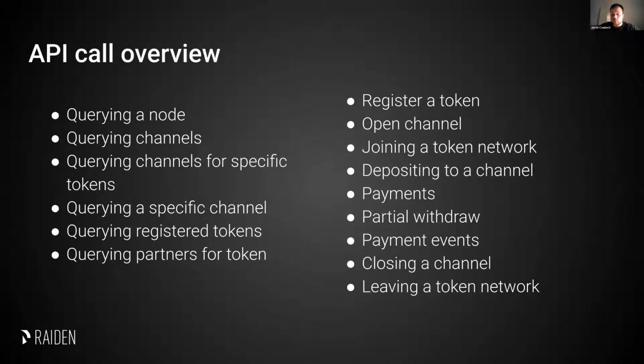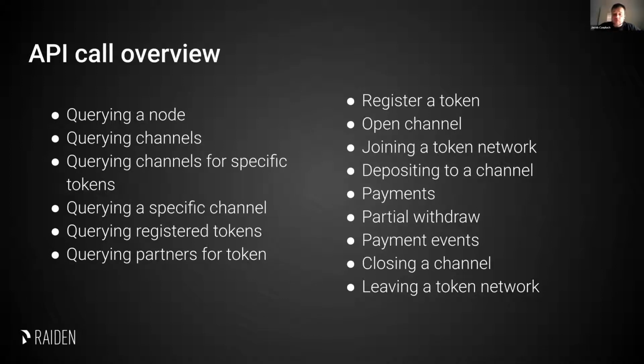You can register a token. This is probably going to be relevant if you're going to deploy your own ERC20 token and do some stuff with that. Open channels, of course. You can join a token network. This is something we are actually removing at the moment because it's super inefficient to do, but basically it's an automatic call that will open 3 channels for you.